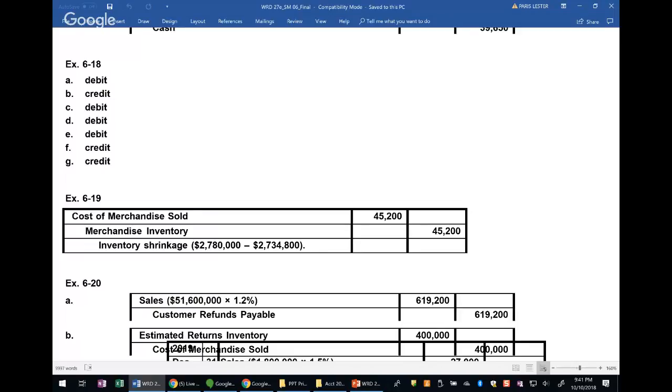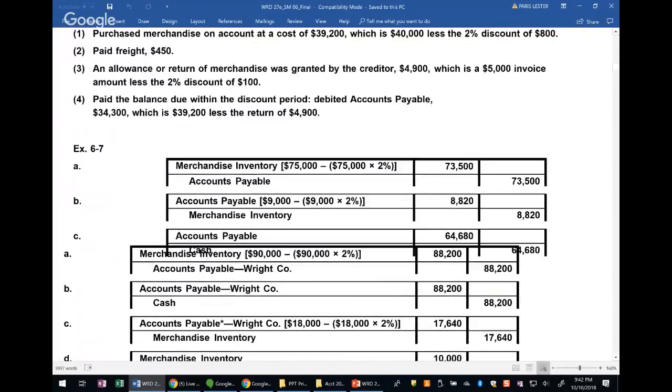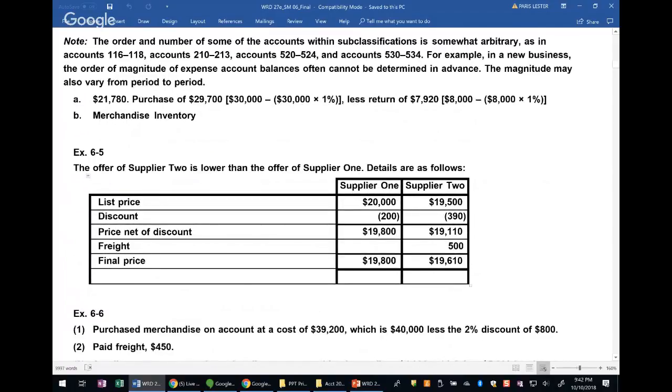Okay, on the next one, a total of 19.5 with a 2% discount. But you add on freight of 500. So what did that one come out to be? Now, some of you one day could be in purchasing, and this would be important to know what you're doing. All right, which is the best deal? Take out a $390 discount, you owe $19,110, but you've got to pay $500 freight, but you still save $190 by going with Supplier 2.